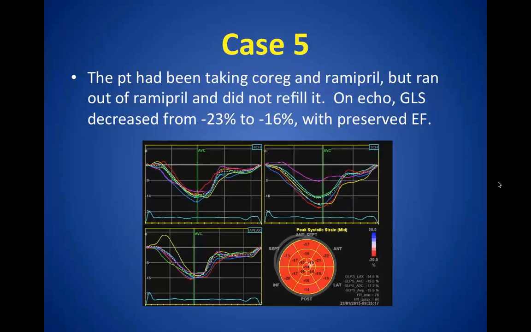When she came in for her echocardiogram, we found a change in her strain from negative 23% on the last echo to negative 16%. Although her ejection fraction remained preserved, this potentially suggests that this change in strain was seen due to her non-compliance with her heart failure treatment. And so another potential use for strain is to follow compliance in patients.